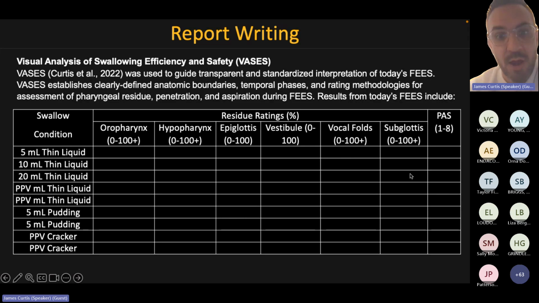And then you could provide ratings. Just like you might do something like this for MBS-IMP, you could do the exact same thing for VASES, and then just type in numbers. Again, if you're just doing a couple of swallows, this would just be a couple of rows, and then you have your PAS at the end.